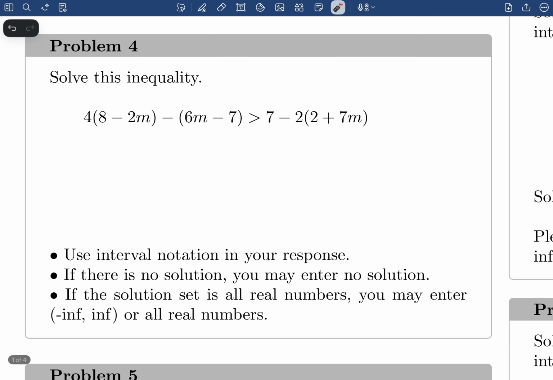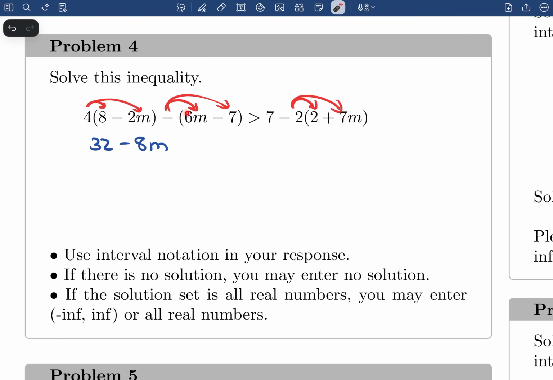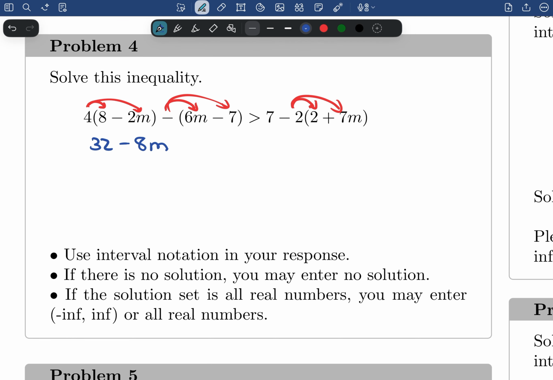Solve this inequality. 4 times 8 minus 2m minus 6m minus 7 is greater than 7 minus 2 times 2 plus 7m. Well, I would begin by distributing. So I'm going to distribute and distribute and distribute and rewrite everything with these distributions. 4 times 8 is 32. And then 4 times negative 2m, that's negative 8m. And then this negative sign applies to this first term and the second term. It distributes like negative 1.